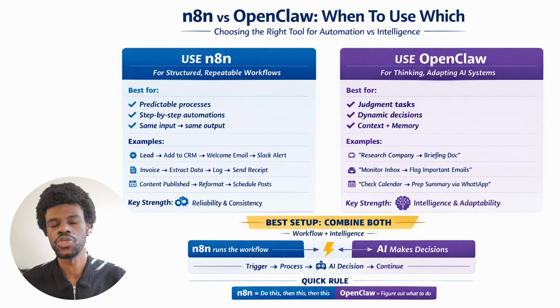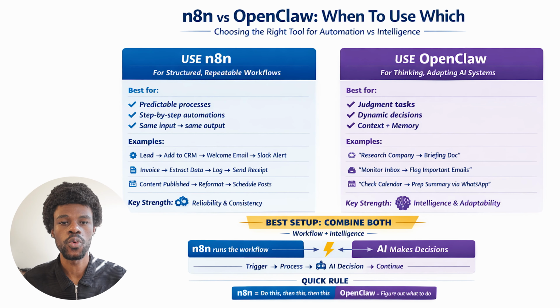So when exactly should you use which? Now, here's where it gets practical. Use n8n when you need repeatable, predictable automations. For example, let's say a lead comes in. You then add it to a CRM, send a welcome email, notify sales on Slack, or let's say an invoice arrives. You want to extract the data, log it, send the receipt, or let's say, for example, you have content that's just been published. You want to reformat it for 3 different platforms, schedule the posts. All of these are structured workflows with clear steps that run the same way every single time.